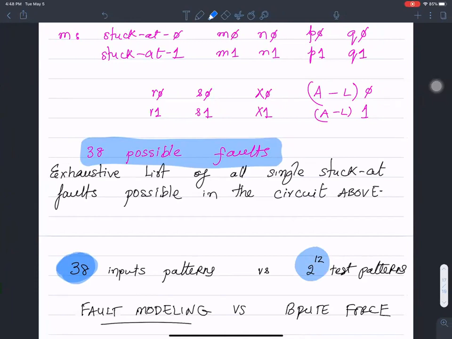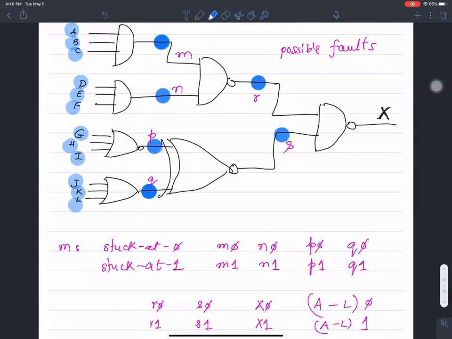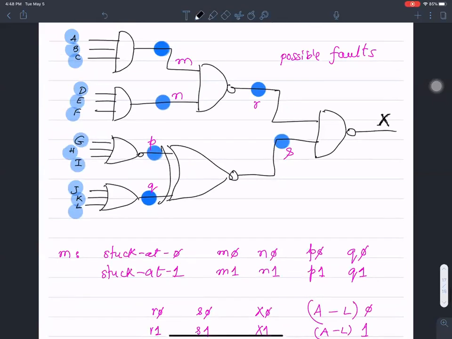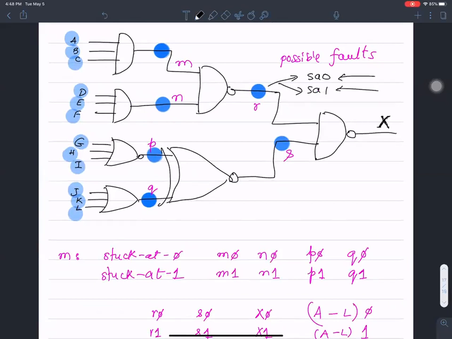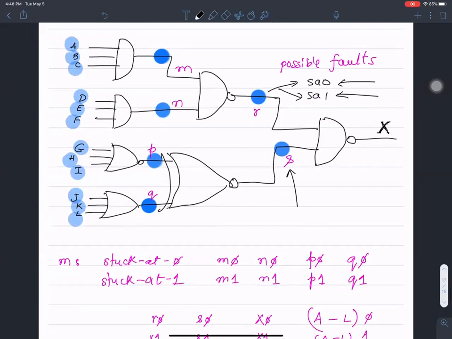The idea of fault modeling is based on the notion that at any given node, there's only two possibilities that can happen. This guy could be stuck at 0, or this guy could be stuck at 1. If I test for these two faults, then I have completely tested that node. Then I go on to test the next node. So if I can test for the presence of a stuck at 0 or a stuck at 1 at each of the possible nodes, then I have thoroughly, completely tested my circuit. That's the idea of stuck at fault modeling.